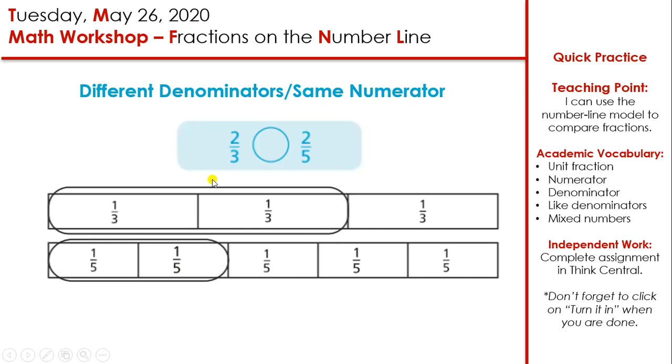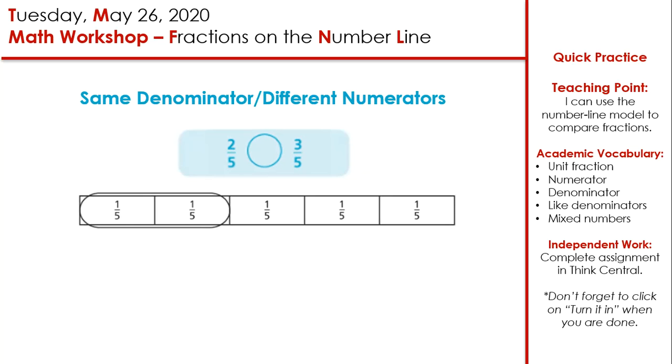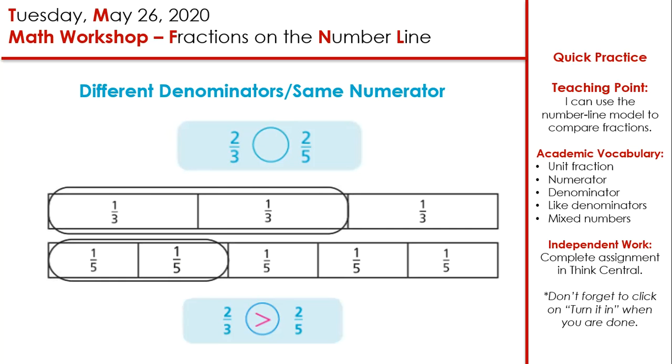Because in 2/3 we have fewer people to distribute to, that means that the pieces of that distribution will be greater. So in the case that we have the same numerators and different denominators, the greater fraction would be the one with the smaller denominator, right? Because you have fewer people to give to. Right here we can see that 2/3 is actually greater than 2/5.